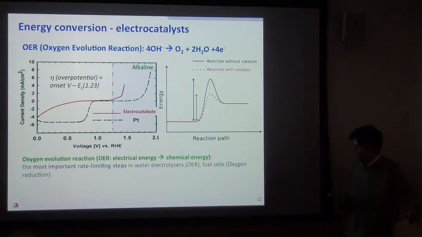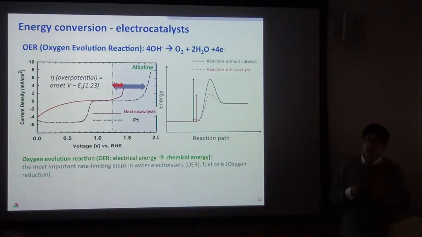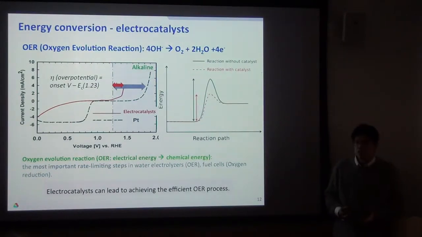What does it mean? At the same current density, you require a lower potential, which means that you need lower energy, so you save energy. That is the law of electrocatalysis. So if you find a proper and good electrocatalyst, then you can save energy in our life.